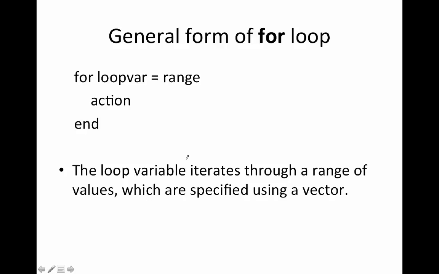Okay, so here's the general form of a for loop in MATLAB. We have the reserved word for, then we have some kind of loop or iterator variable, gets the value of a range, where the range is specified using a vector. So the loop variable is going to go through all of the values in this vector or in this range. And for each value of the loop variable, we're going to execute the action. So the action is any number of valid statements, could be a bunch of statements in here. They're naturally bracketed by the reserved words for and end.